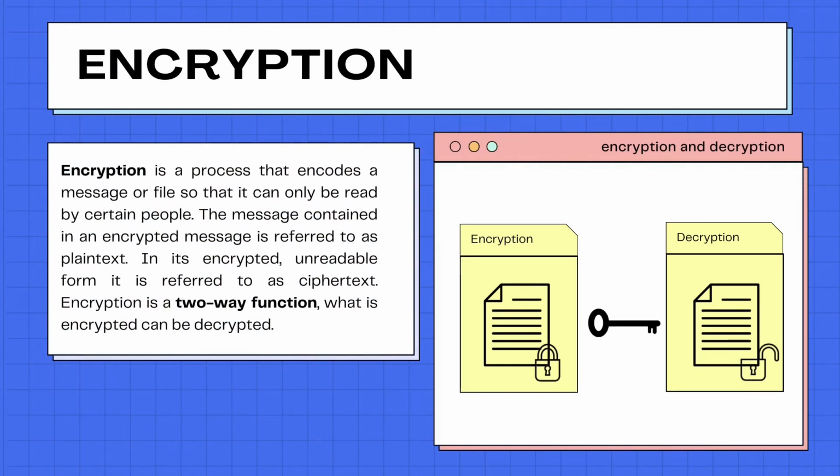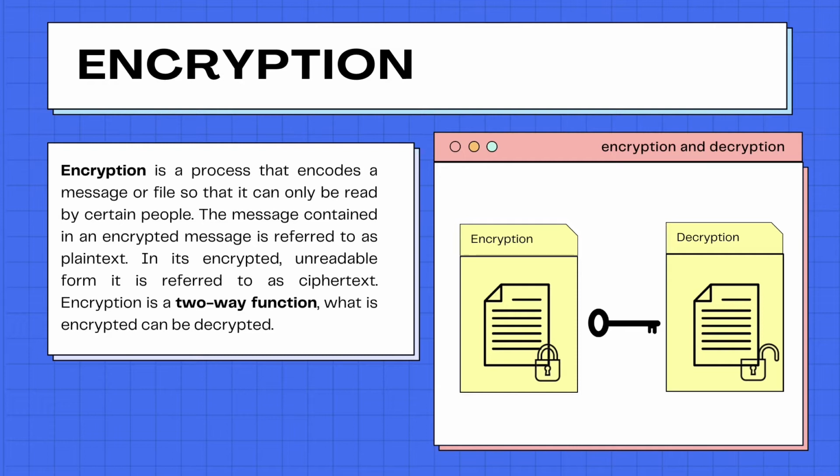Encryption. Encryption is a process that encodes a message or file so that it can only be read by certain people. Encryption uses an algorithm to scramble or encrypt data and then uses a key for the receiving party to unscramble or decrypt the information. The message contained in an encrypted message is referred to as plaintext. In its encrypted, unreadable form, it is referred to as ciphertext.